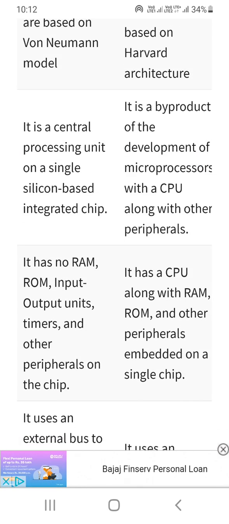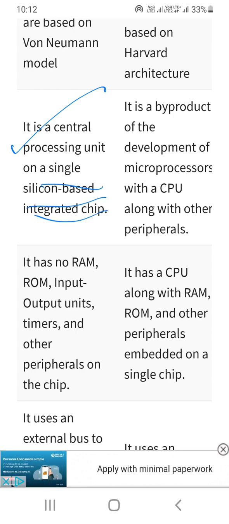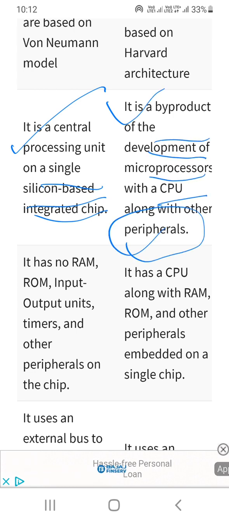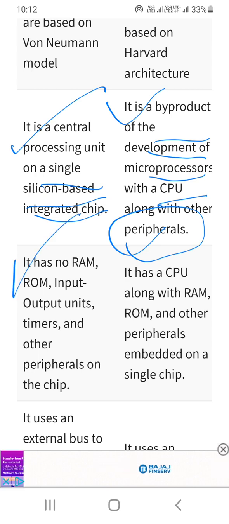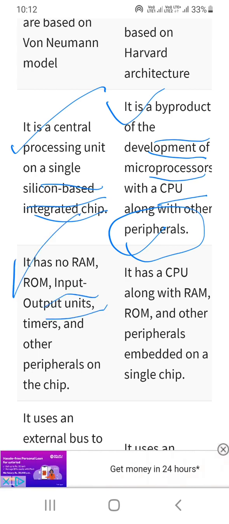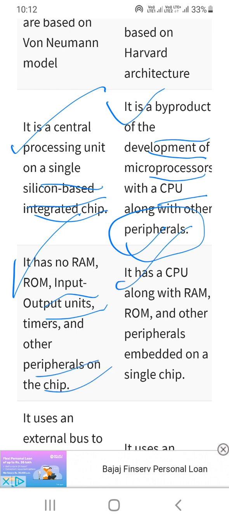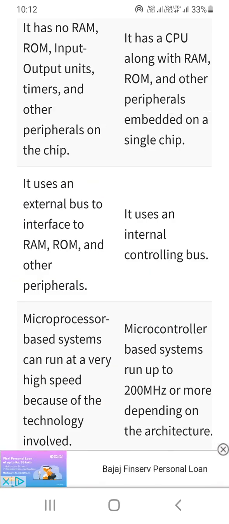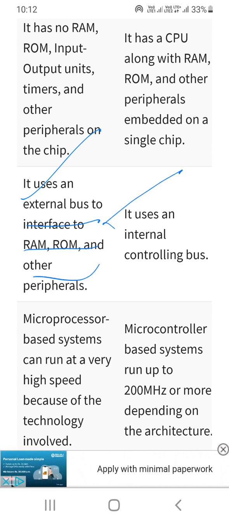A microprocessor is a central processing unit on a single silicon based integrated chip. It is a byproduct of the development of microprocessors, with the CPU along with other peripherals. A microprocessor has no RAM, ROM, I/O unit, timers, and other peripherals on the chip, whereas a microcontroller has the CPU with the RAM, ROM, and other peripherals embedded on a single chip. A microprocessor uses an external bus to interface RAM, ROM, and other peripherals, whereas a microcontroller uses an internal controlling bus.